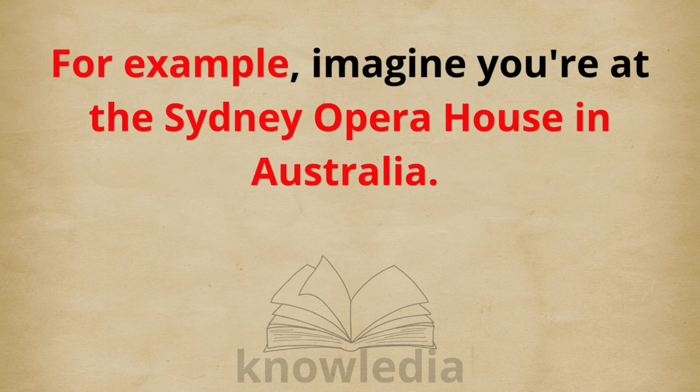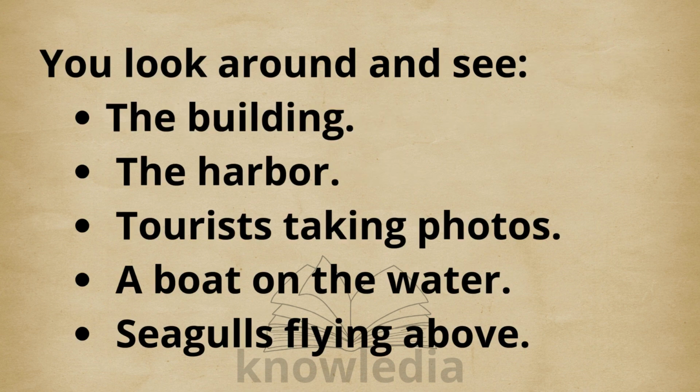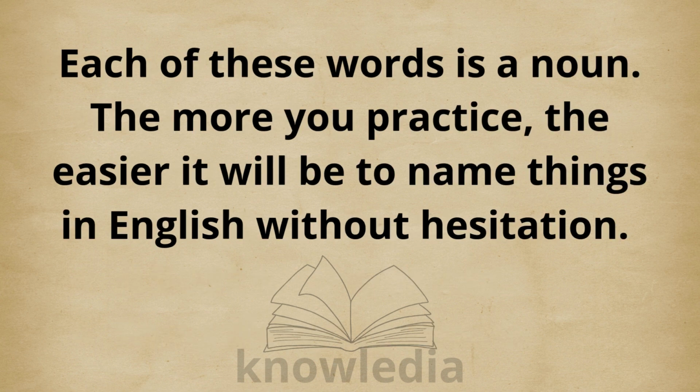For example, imagine you're at the Sydney Opera House in Australia. You look around and see the building, the harbor, tourists taking photos, a boat on the water, seagulls flying above. Each of these words is a noun. The more you practice, the easier it will be to name things in English without hesitation.